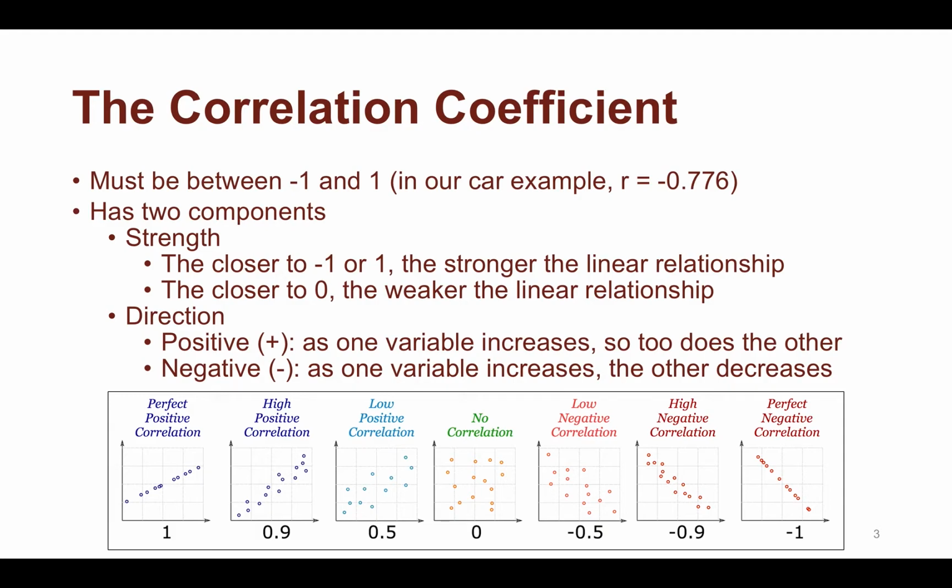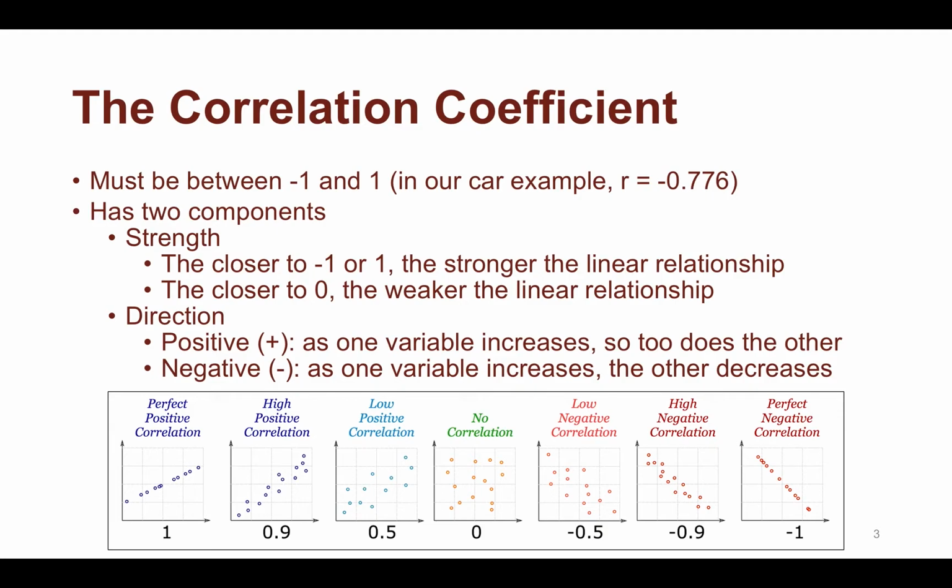The correlation coefficient, in our example negative 0.776, needs to be between negative 1 and 1. It has two components. It has a strength, which is basically its magnitude. The closer it is to either negative 1 or 1, the stronger the linear relationship. The closer it is to 0, the weaker the linear relationship. It also has a direction or a sign, so it can be either positive or negative. If it's positive, it means that as one variable increases, the other one also increases. If it's negative, it means that as one variable increases, the other variable decreases.